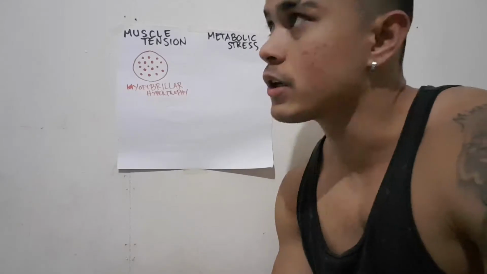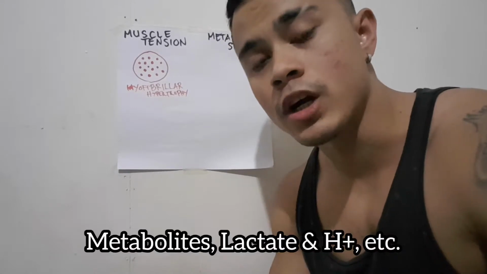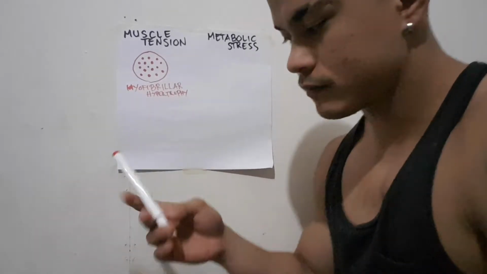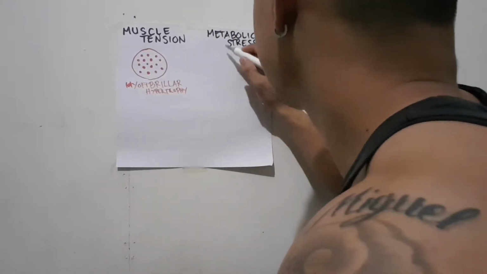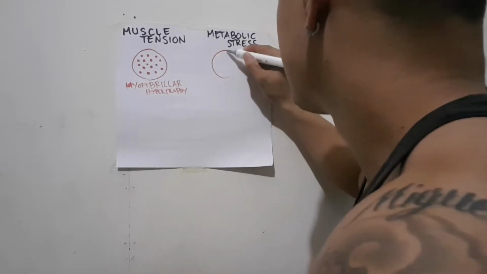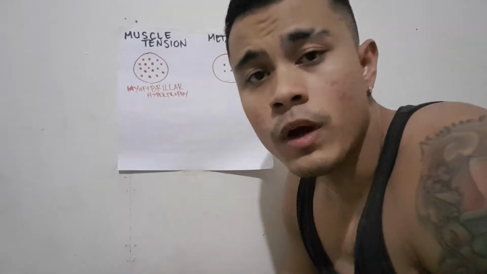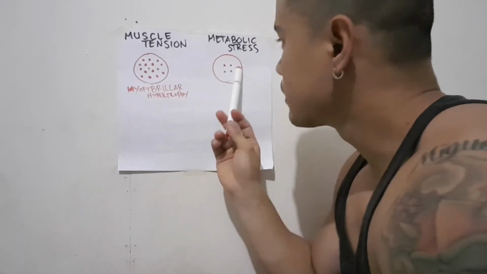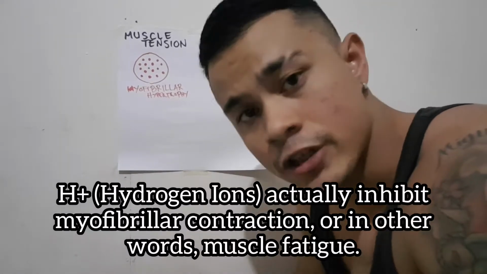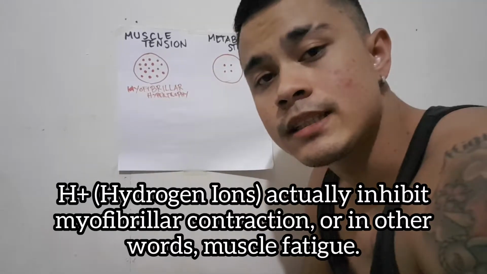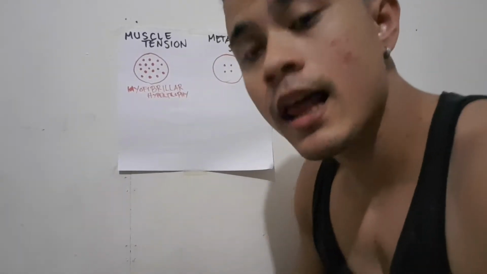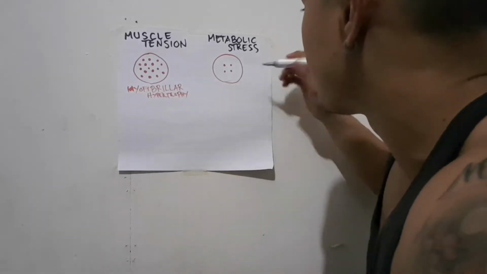When we exercise, there is a buildup of byproducts like lactate or hydrogen ions inside the... Okay, let me make another drawing here. So this is the cross-section of the muscle fiber. Now, what happens is, inside the sarcoplasm or the cell membrane, there is a buildup of metabolites like lactate and hydrogen ions. There is a migration of extracellular water inside the cell membrane or the sarcoplasm.